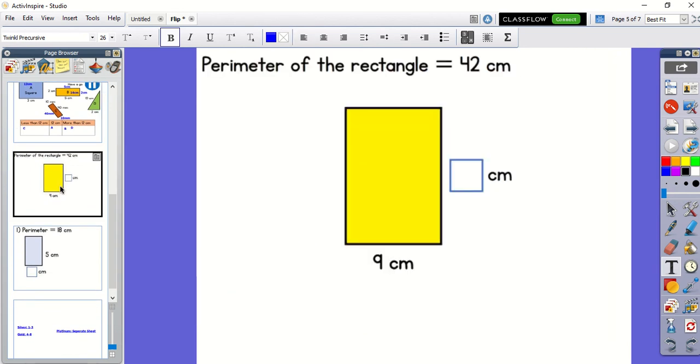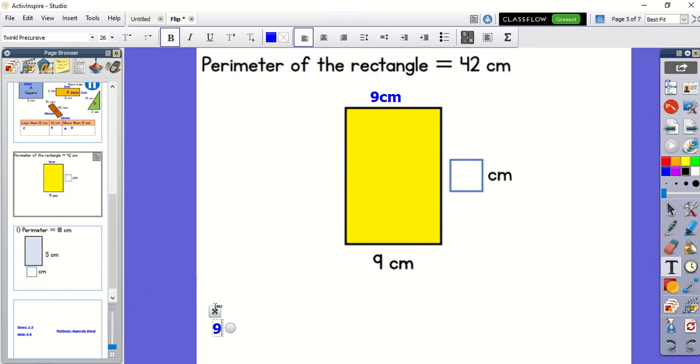Right, the next sort of question I'm going to show you is this one. It says the perimeter of the rectangle is 42 centimeters. And I want to know what this length here is worth. Now some of you might think, well, that's easy. I'll do 42, take away 9, which is 33. That must be 33 centimeters. But it's not. Because don't forget, if that side's 9, this side must be 9. Okay? And 9 add 9 is 18.